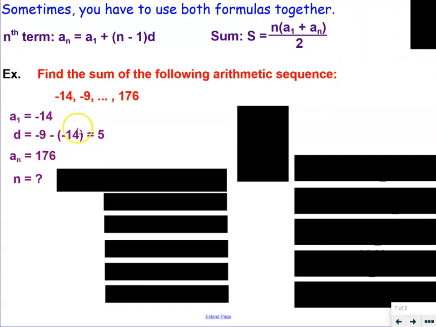So here's what we know. The first term is -14. The common difference d, I have to calculate that. Second minus first. So -9 minus -14. That's really -9 plus 14, which gets you 5. Then we know the last term is 176.